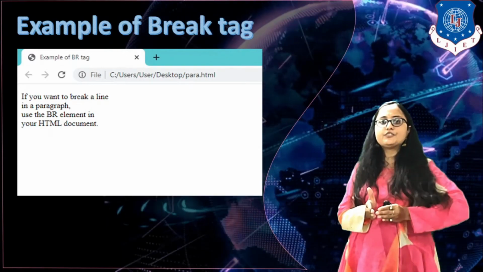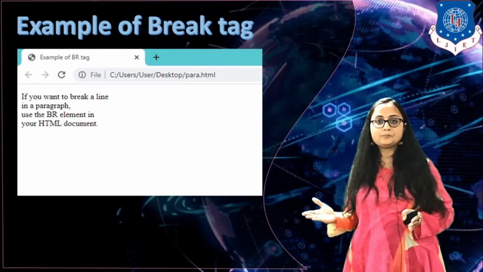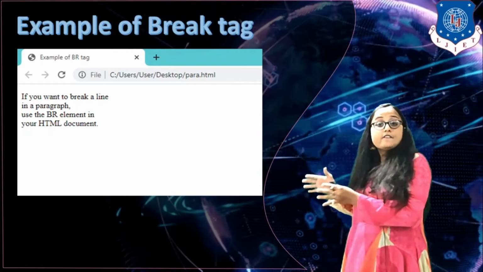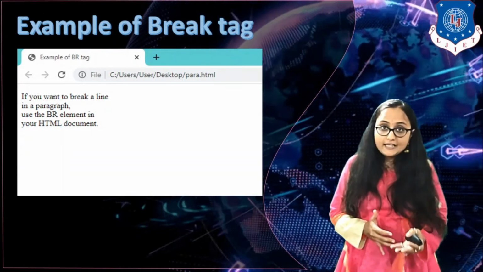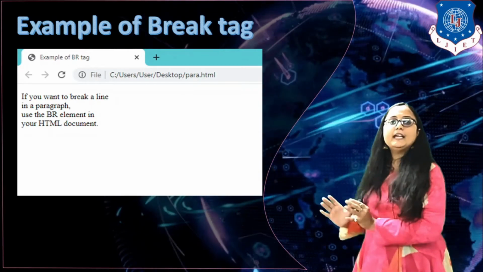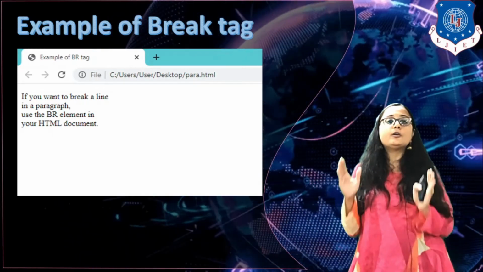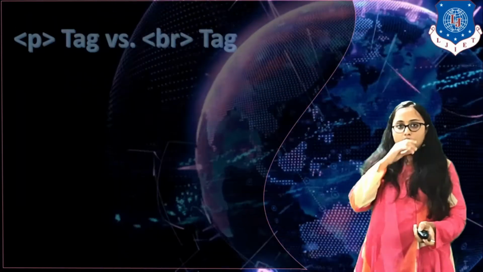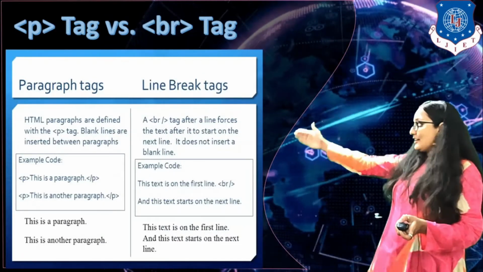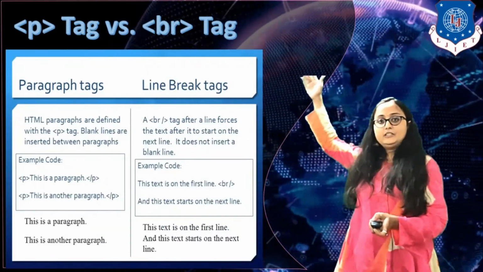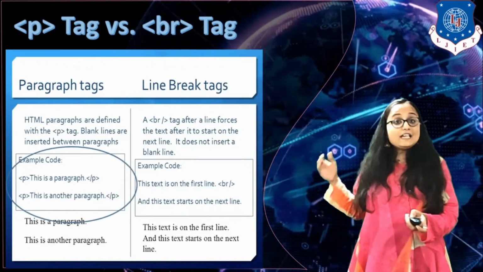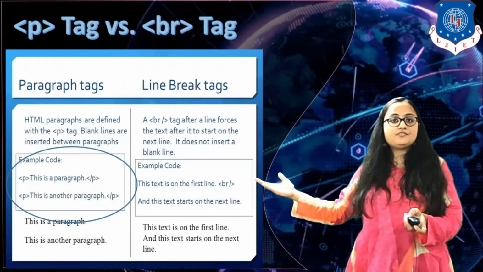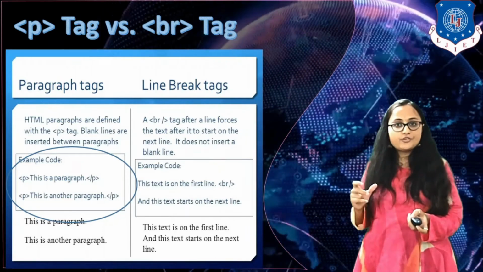Then what is the basic difference between the paragraph tag and the break tag? According to the name only, you have to use both of these tags. Wherever you want to define a paragraph, then and only then you use the P tag. You are not using the paragraph tag for breaking the line. Wherever you want to break the line, you use the break tag. Let us see the actual difference between the paragraph tag and the break tag. HTML paragraphs are defined by the P tag, whereas an HTML line break is defined by the BR tag. This is the basic syntax difference between them.